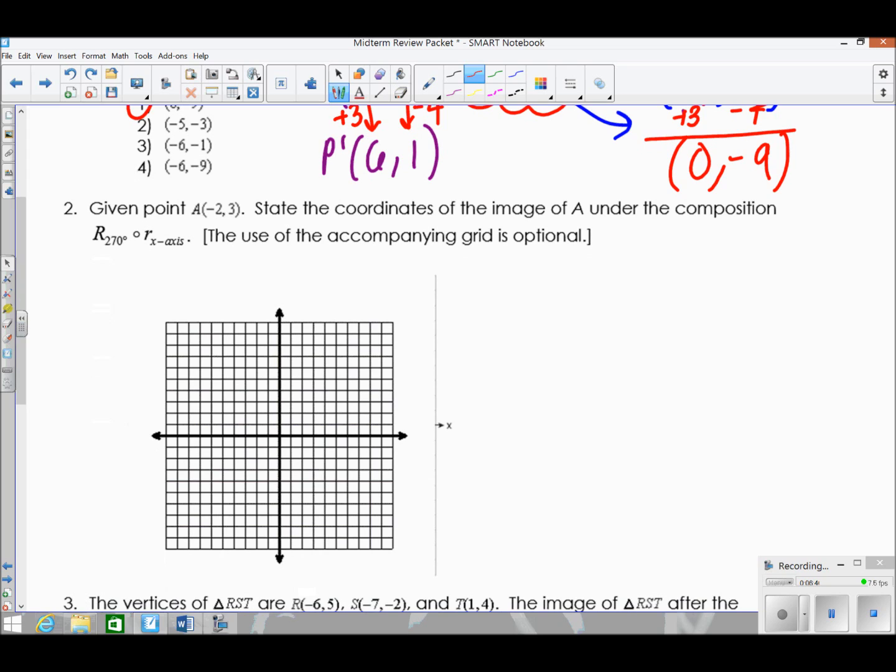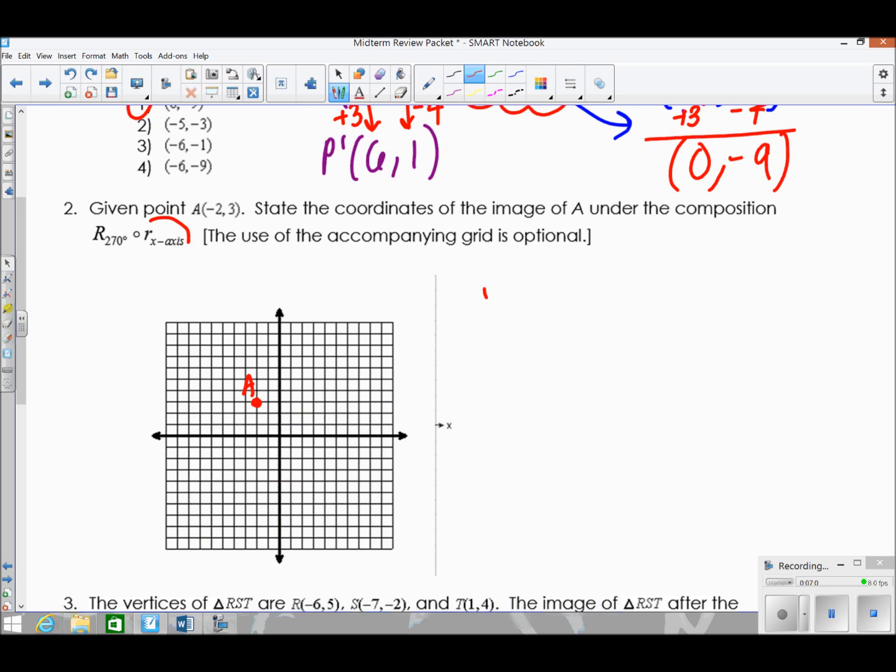So looking at this next example, for this one here, what we wanted to do is we're given some point. So I'm going to go ahead and plot that point. So -2, 1, 2, 3. I'm labeling that point. And we want to find the coordinates of the image under this composition.